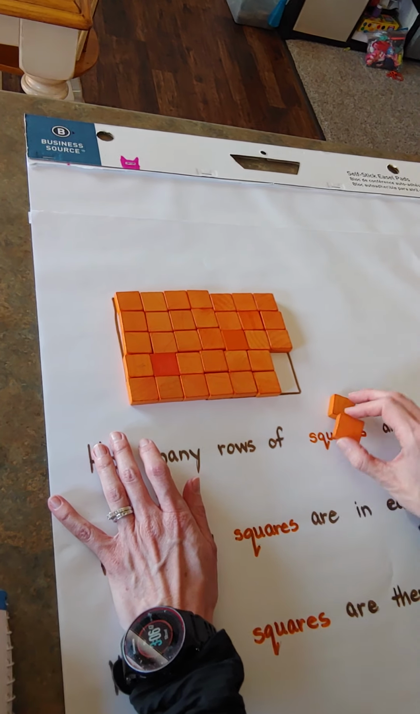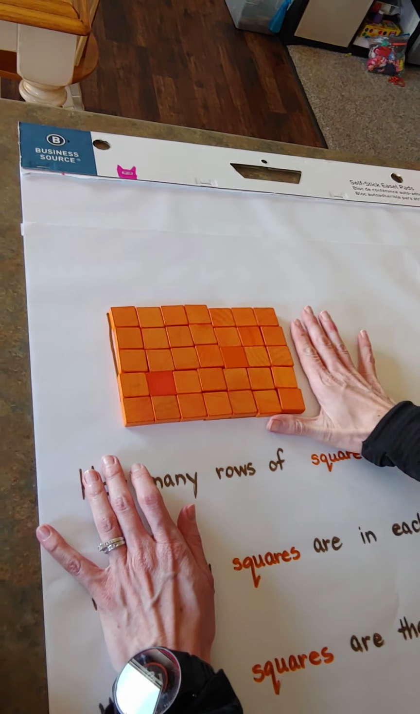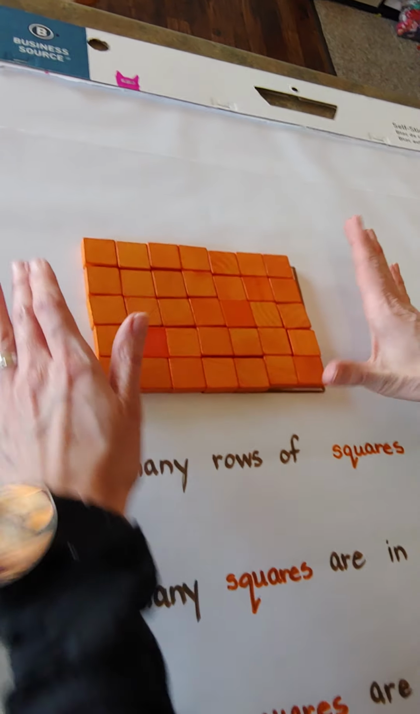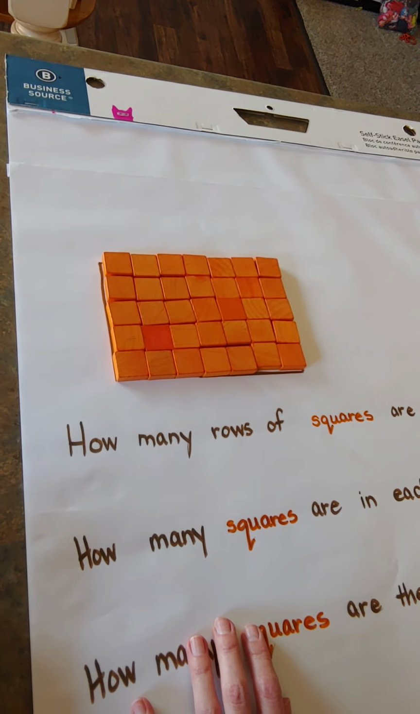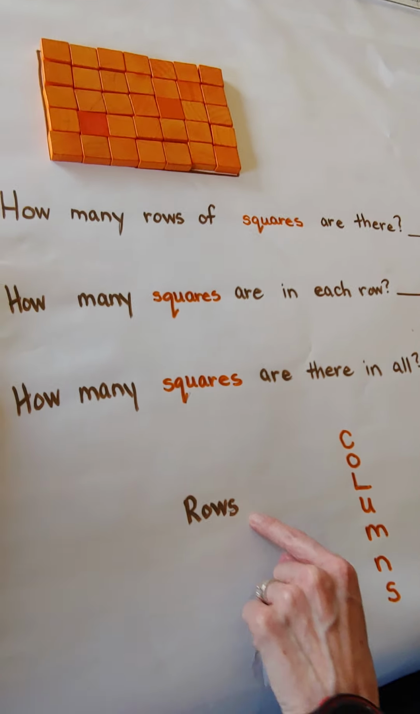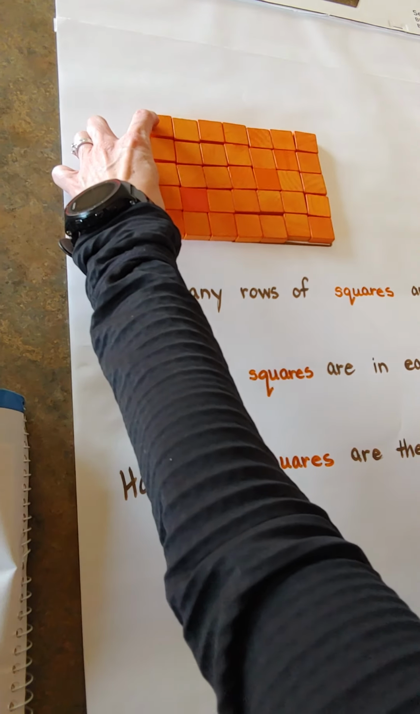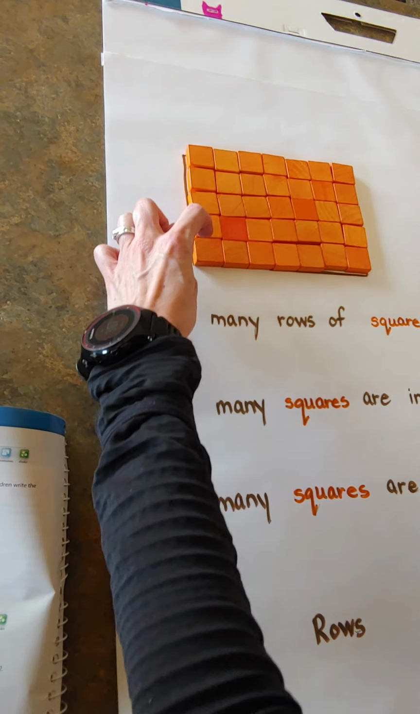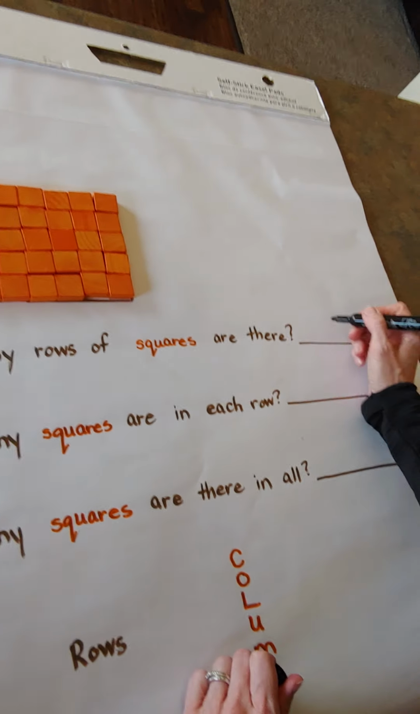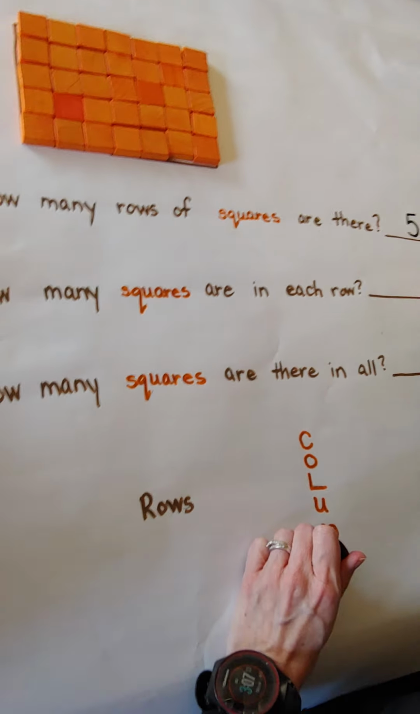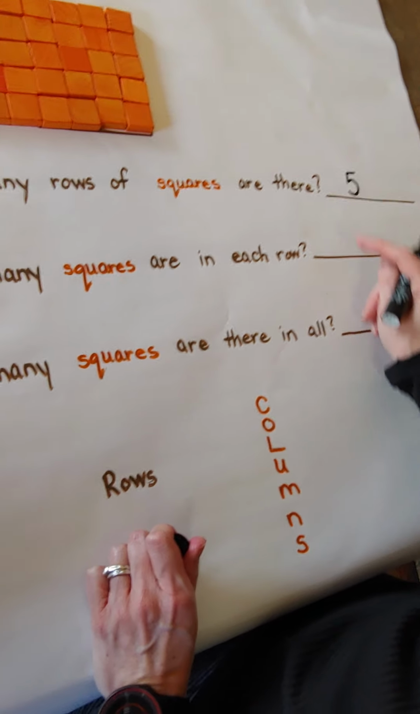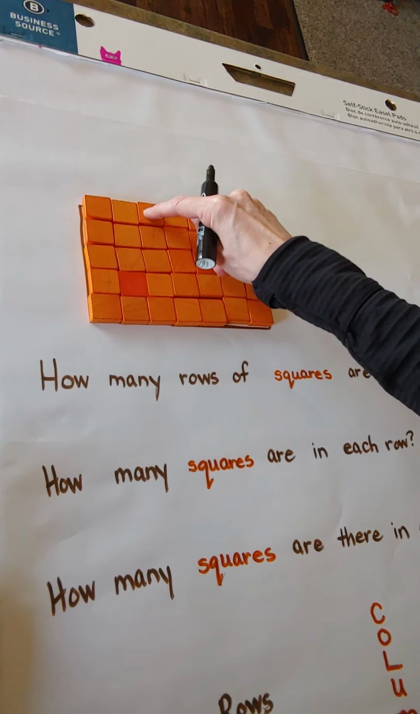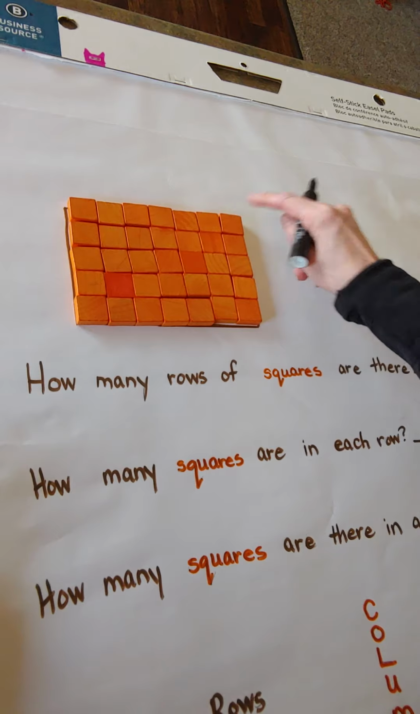All right, so we are partitioning this rectangle, and look at what we've come up with, friends. Let's see here. How many rows of squares are there? And I remember rows go across. We go 1, 2, 3, 4, 5. 5 rows. And how many columns are there? How many squares are in each row? 1, 2, 3, 4, 5, 6, 7.